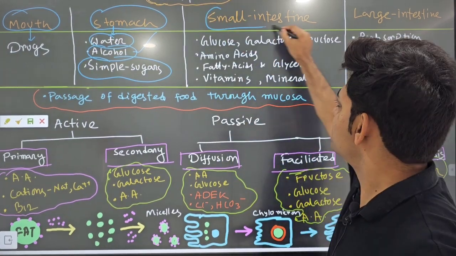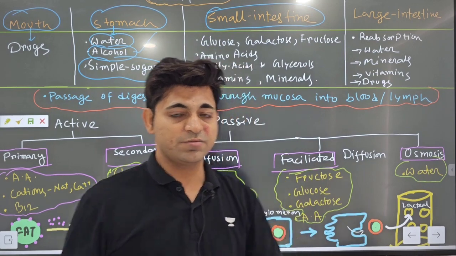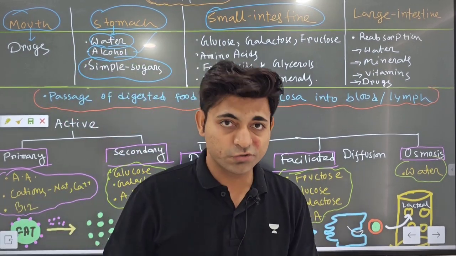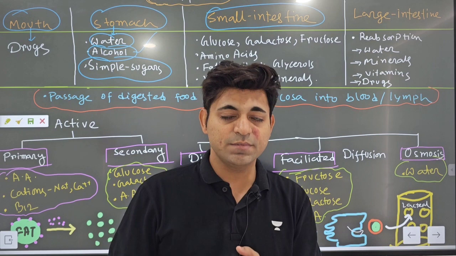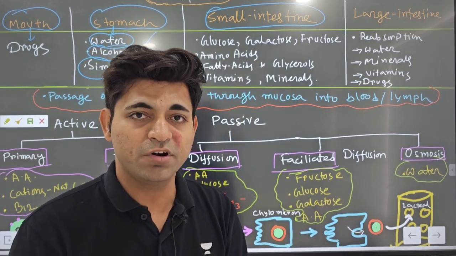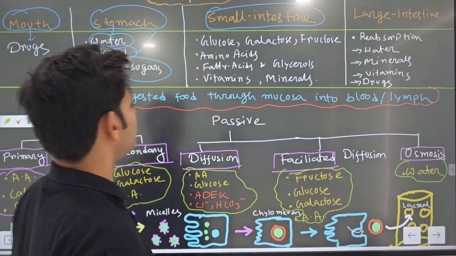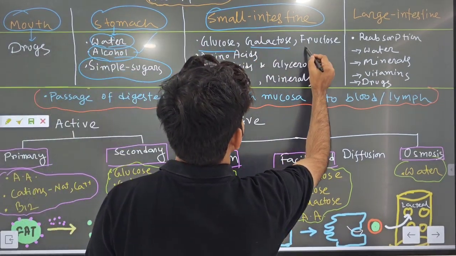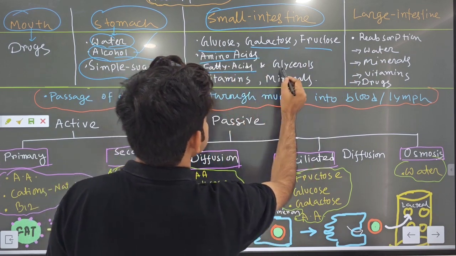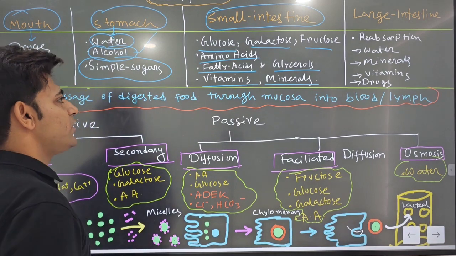Now small intestine, the prime place of absorption, and jejunum is the prime. Maximum absorption will be there, and also in ileum optimum, meaning very good amount of absorption will be there. In duodenum, rare absorption will be there. All the things, glucose, galactose, fructose, amino acid, fatty acid, glycerols, all the vitamins, minerals will be absorbed by small intestine.